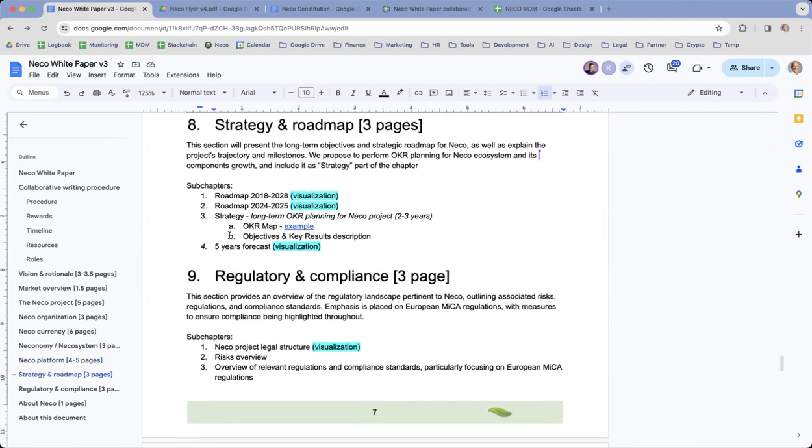And then we move on towards the strategy and roadmap. Dan, maybe you can say a few words about these subchapters and how you plan to develop this chapter in the white paper, especially regarding the OKR.